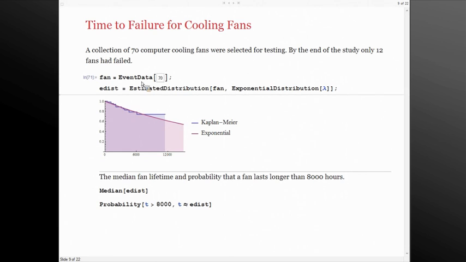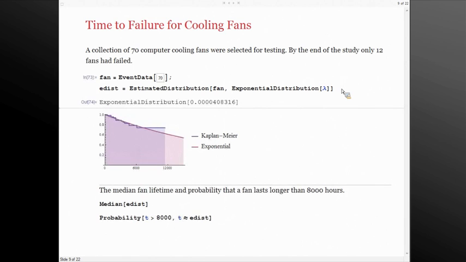And that data is just stored in my event data object here, and I'm estimating an exponential distribution for those fan lifetimes. And the plot that comes out here, using survival model fit against the exponential, looks like the non-parametric and parametric estimators agree reasonably well.